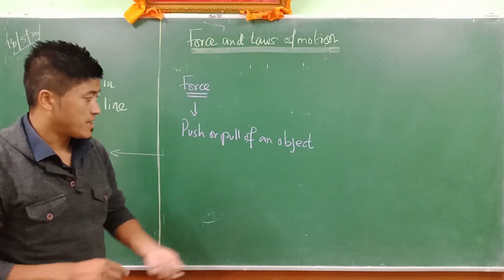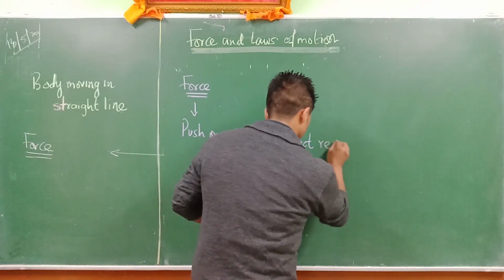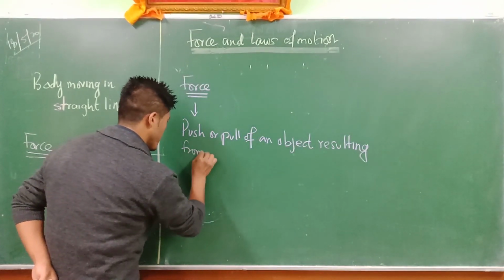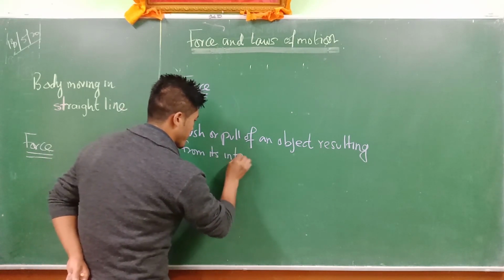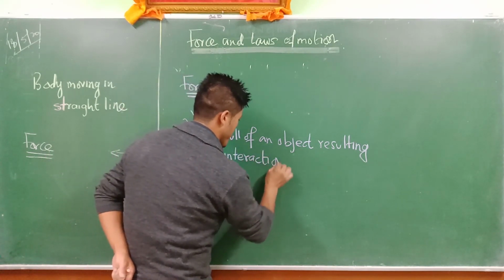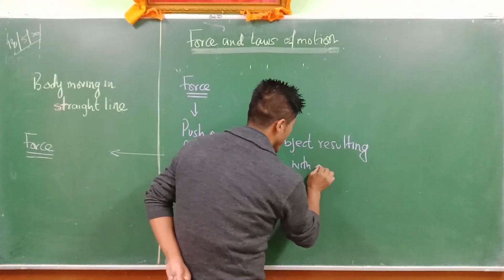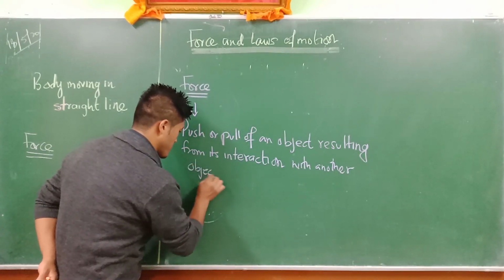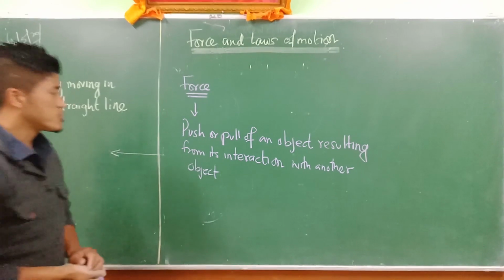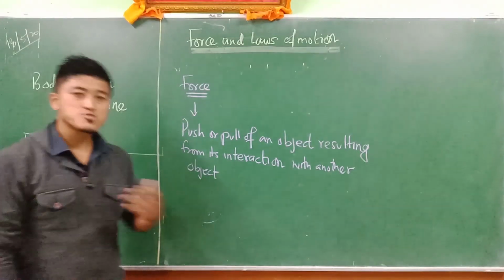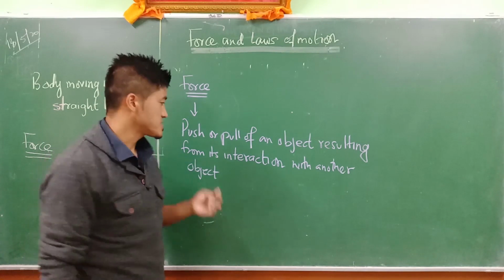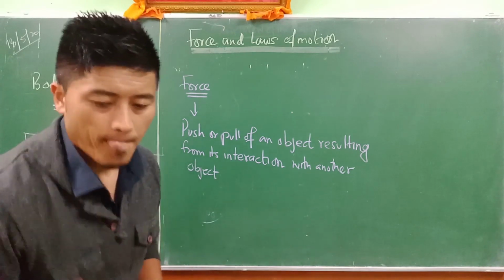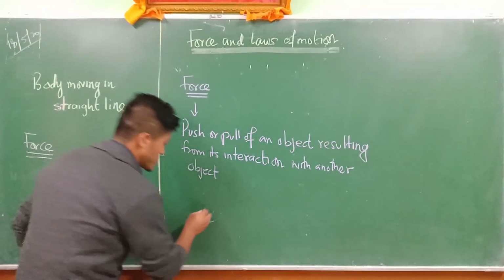Push or pull of an object resulting from its interaction with another object. Okay, because in order to have any kind of push or pull, there should be some sort of interaction between two particular objects. Because in the absence of that, we won't be able to apply any kind of force in that, right?